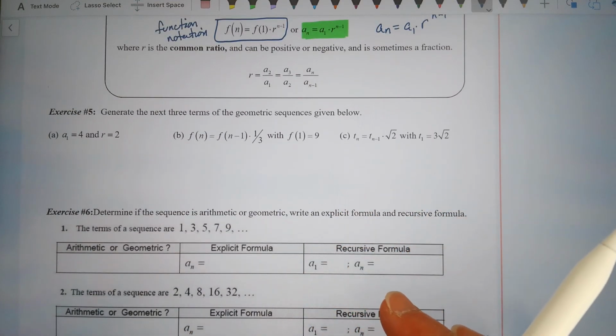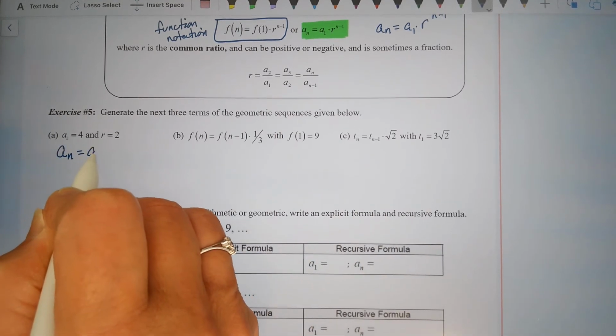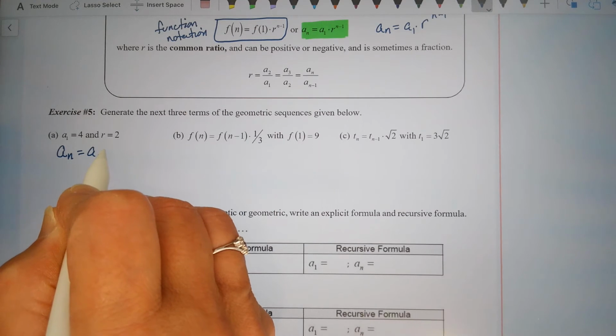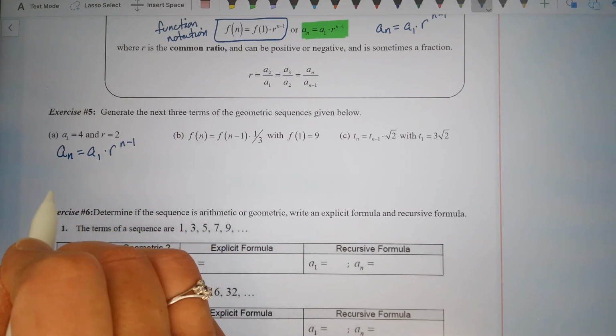Generate the next three terms of the geometric sequences given below. A sub n equals a sub 1 times r to the n minus 1. We want the next three terms.